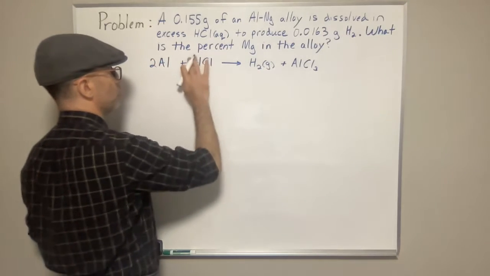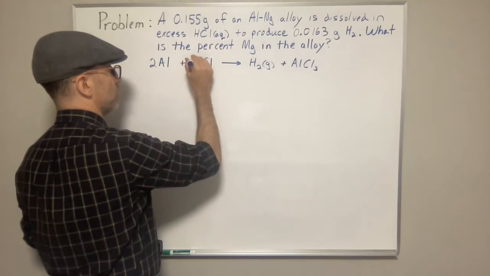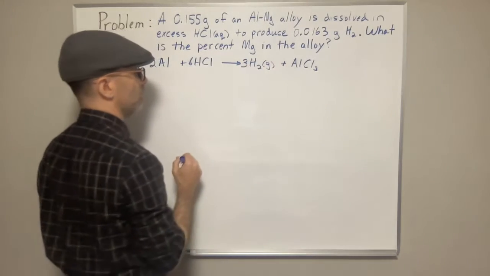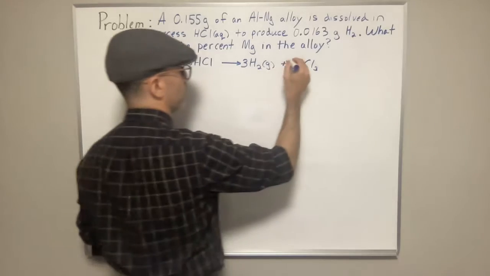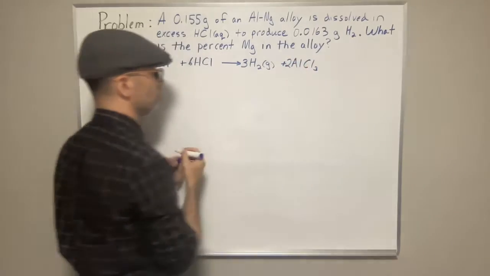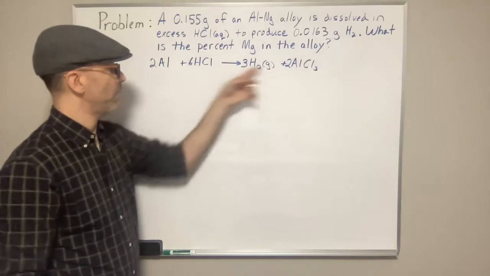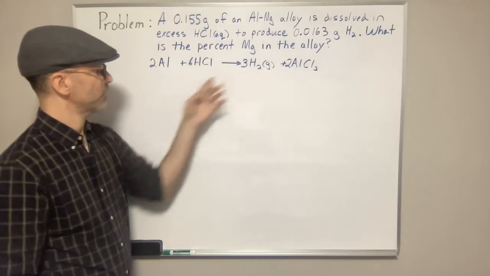So that'll be 2. This will be 6. And then this will be 3. And then this will be 2. So there's our balanced equation. So we have our balanced equation for the first reaction.